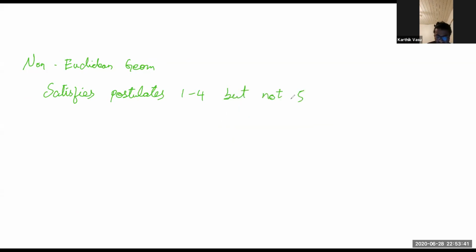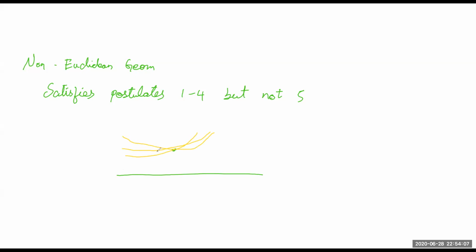So it satisfies 1 to 4, but not 5. What does it mean? If you have a line and a point not on this line, either there is no line parallel to this line passing through the point, or there are infinitely many, like infinitely many which go like this. So this, of course, is not intuitive.